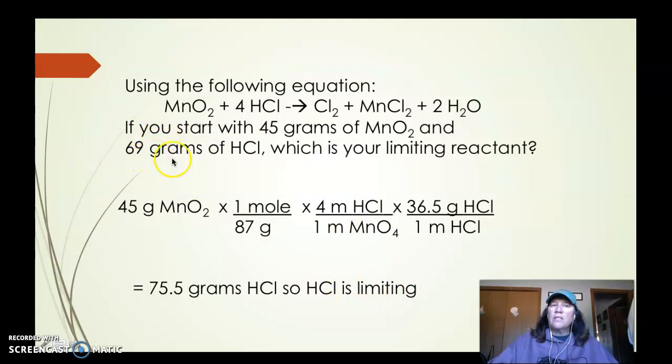If you would have started with 69 grams of HCl, you would have found a bigger number than 45, and then you would say, oh, it's still my limited reactant. So it doesn't matter which one you choose, you're going to get the same limited reactant. And make sure when you do these problems, you tell me which one's the limited reactant. Some people do all the work and then they don't tell me which one's the limited reactant. The limited reactant limits how much product you produce. It's the one you run out of first.